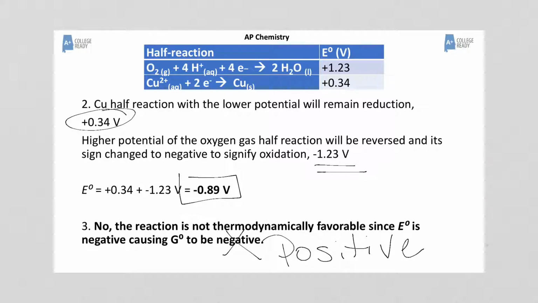That will be corrected. So this is a positive delta G, and that's why it's thermodynamically unfavorable.